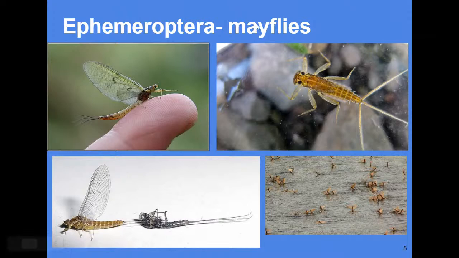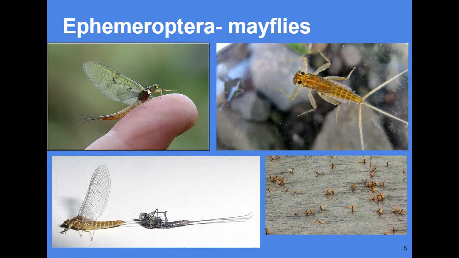Ephemeroptera are aquatic, and this is the larval form. If you're in a lake, stream, or pond, and you see an insect, a lot of times these will be on or under rocks. But this is a larval mayfly. This is the form they spend most of their life in. They're kind of flat looking with tails on the end.